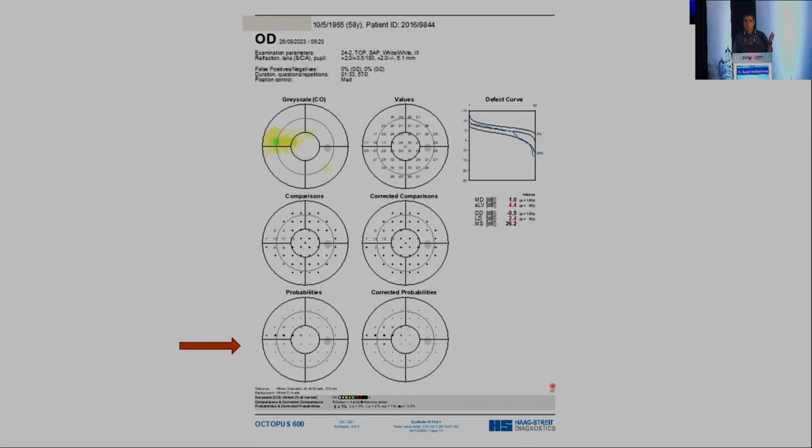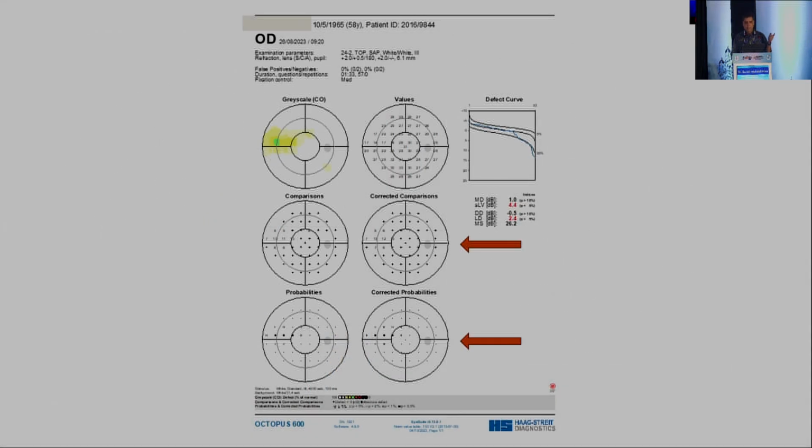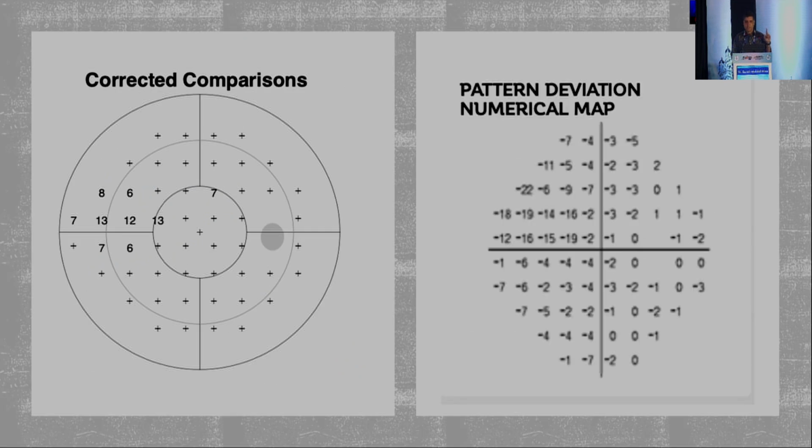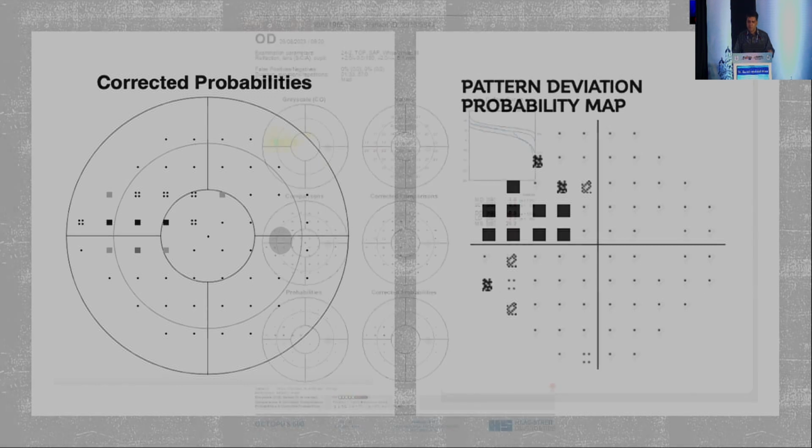Now, if you look at the probabilities plot, it's the same as the total deviation probability map in the Humphrey. And similarly, corrected comparisons and the corrected probabilities are essentially the same as the pattern deviation numerical map and the pattern deviation probability maps.